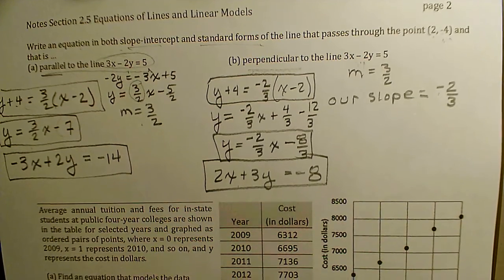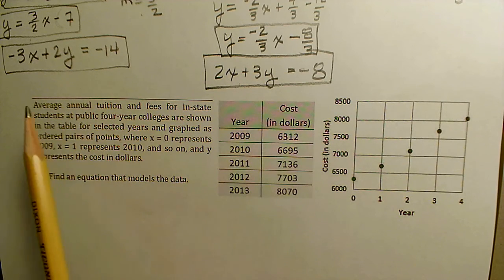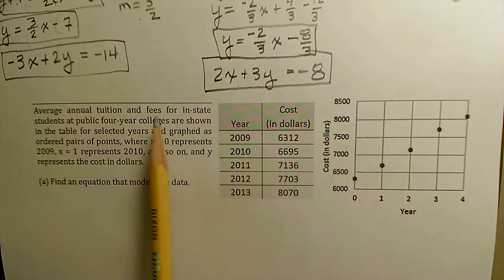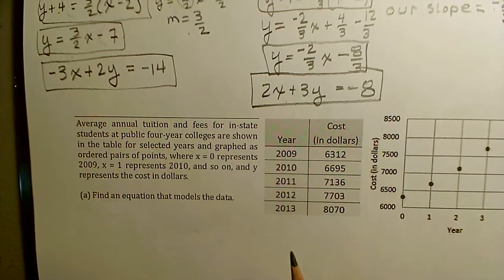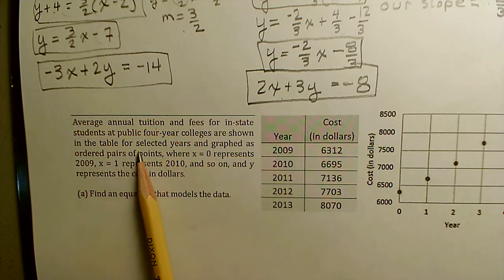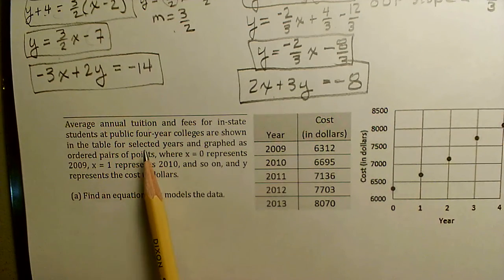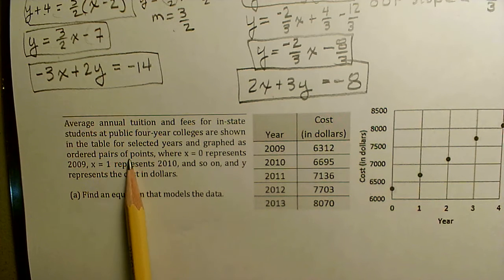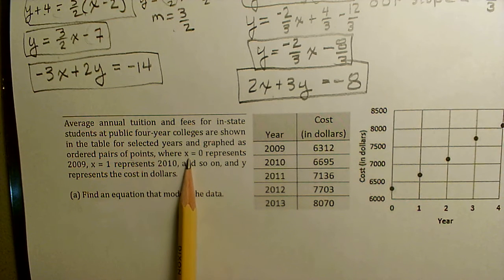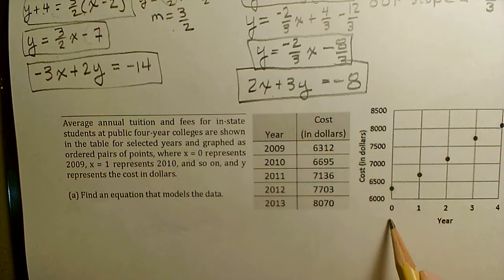All right, then next, we want to look at a sort of a model. The average annual tuition and fees for in-state students at public four-year colleges is shown in the table for selected years and graphed as ordered pairs of points where x equals 0 represents the year 2009. So this year here was 2009.